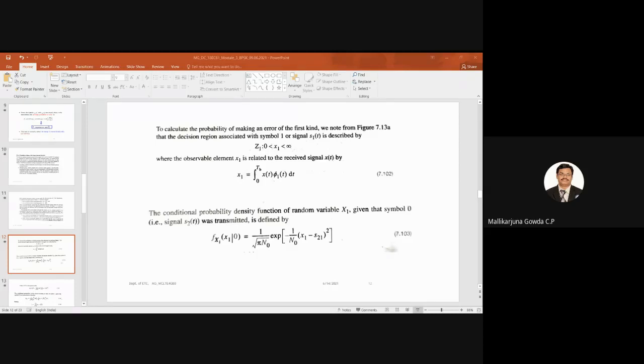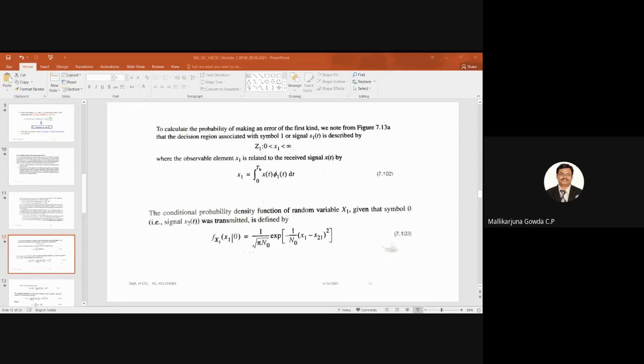Here the observation vector x1, we know how to relate that. It is just the output of the correlator: x1 is equal to the integral from 0 to TB of x of t times phi 1 of t dt. Hope you are able to understand what I am saying. This expression is the output of the correlator.